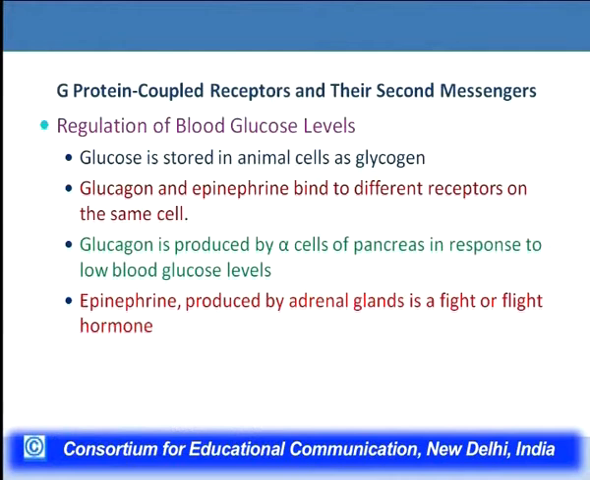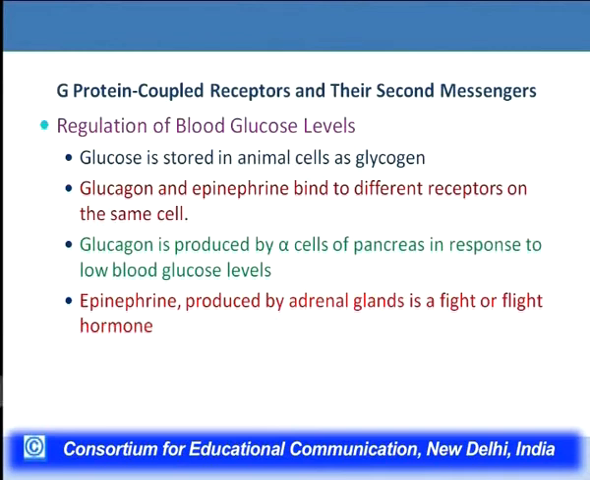Glucagon is produced by the alpha cells of the pancreas in response to low blood glucose level. Whenever the blood glucose level is low in an individual, glucagon hormone is produced, which leads to breakdown of glycogen and normalizing the levels of glucose.